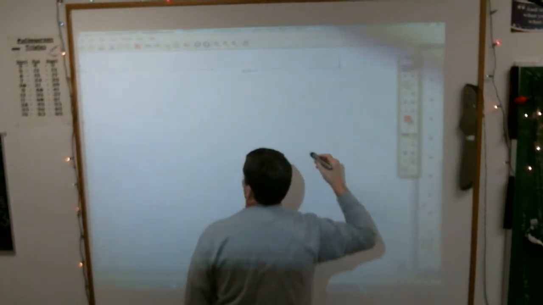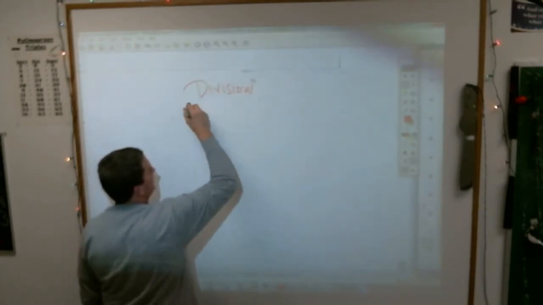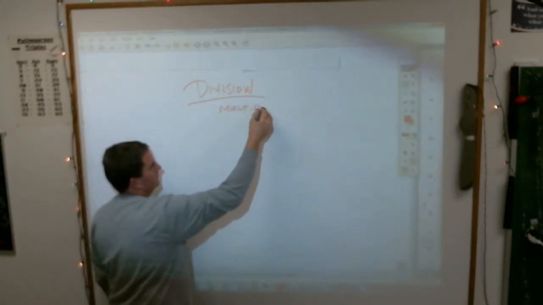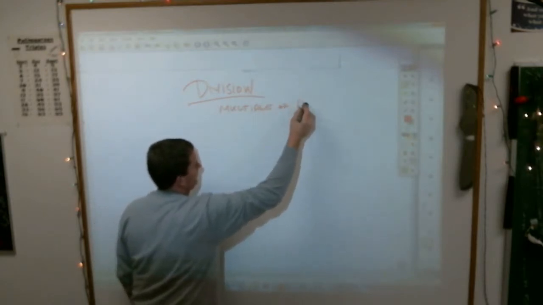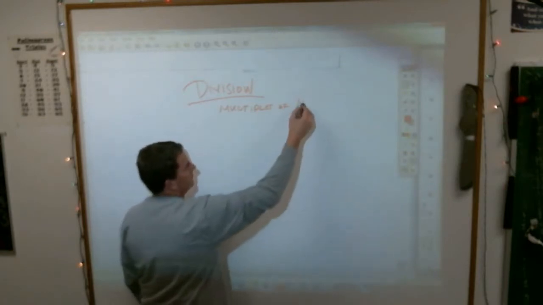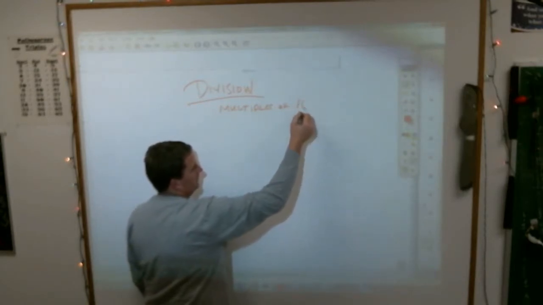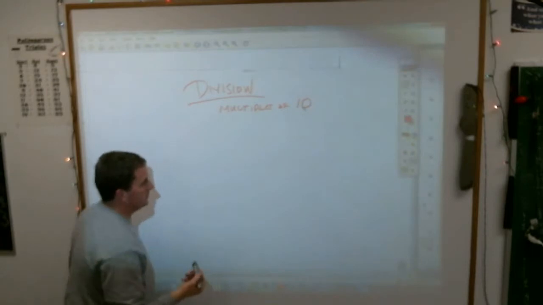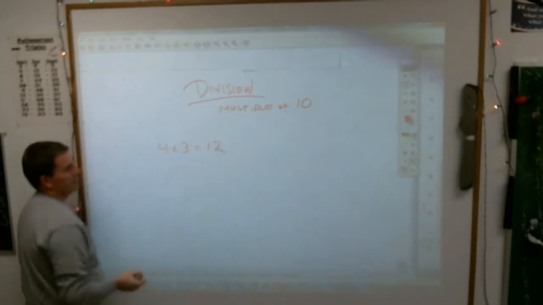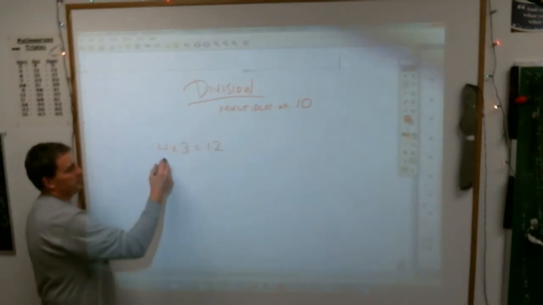When you look at division, and the little subheading is dividing by multiples of 10. The reason why division by multiples of 10 should not be any more difficult than regular division is, if you think about multiplication, if you know 4 times 3 is 12, you should also be able to easily know what the multiples of 10 of those are. In other words, multiples of 10 are 10, 20, 30.